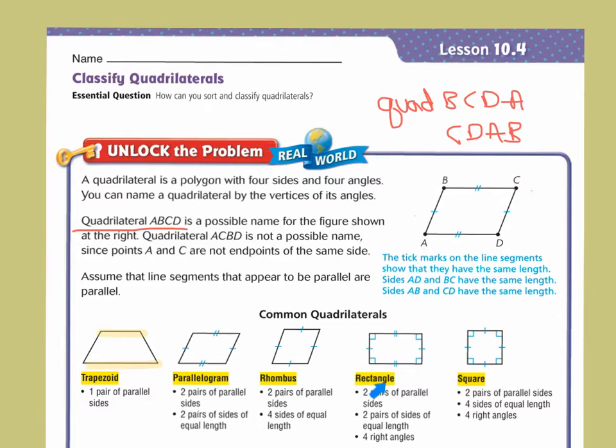And then lastly, we have our square. So a square, we have two pairs of parallel sides. That's the same as a rectangle. It has four sides of equal length. So this one right here is what makes a square a square. It makes it so special, that not only does it have two pairs of parallel sides, and not only does it have four right angles like the rectangle, but all of the side lengths are the same length.